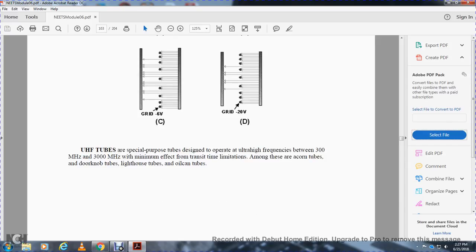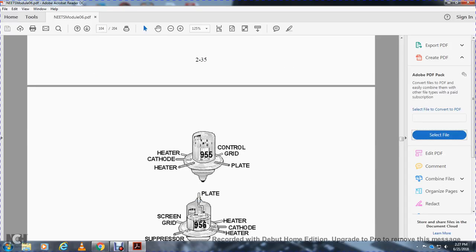Ultra high frequency tubes are special purpose tubes designed to operate at ultra high frequencies between 300 megahertz and 3000 megahertz, with minimum effect from transit time limits. Among these are acorn tubes, doorknob tubes, lighthouse tubes, and Oakland tubes.